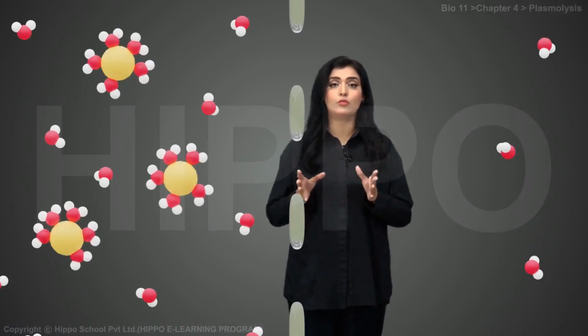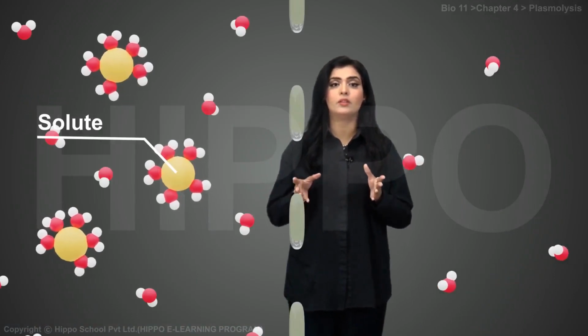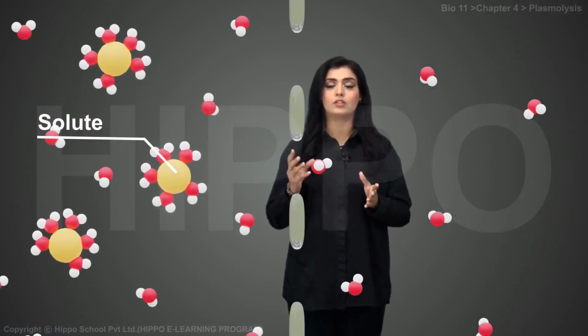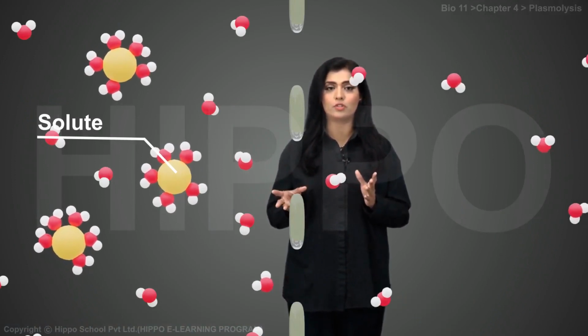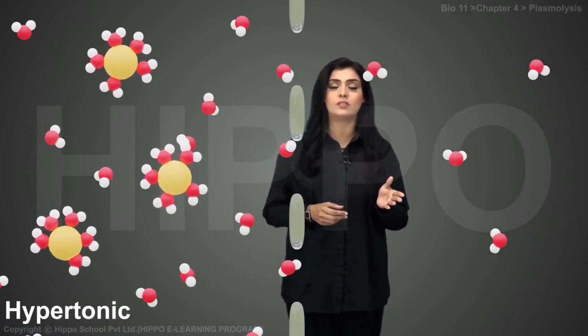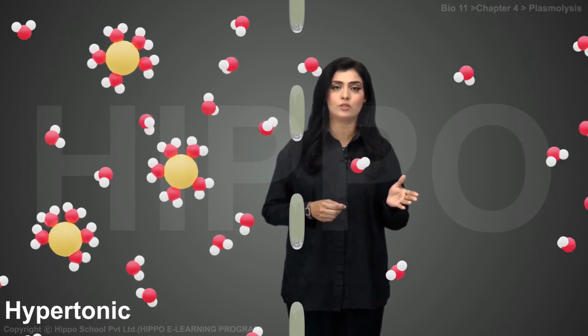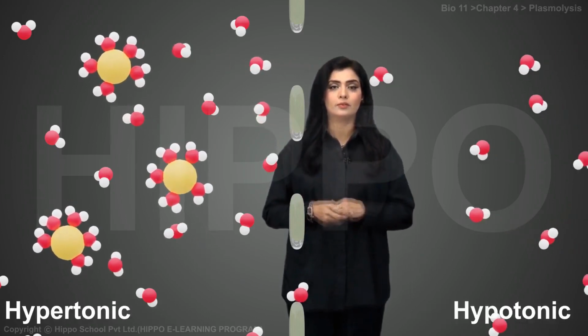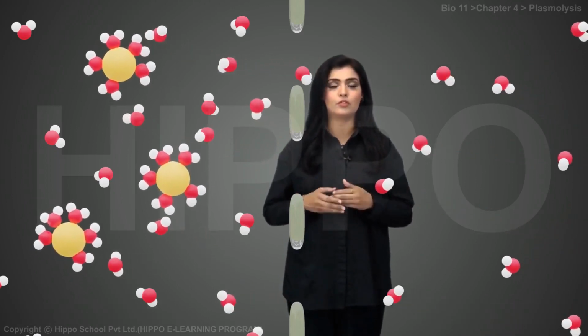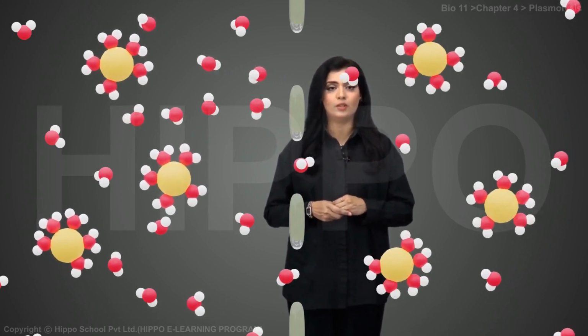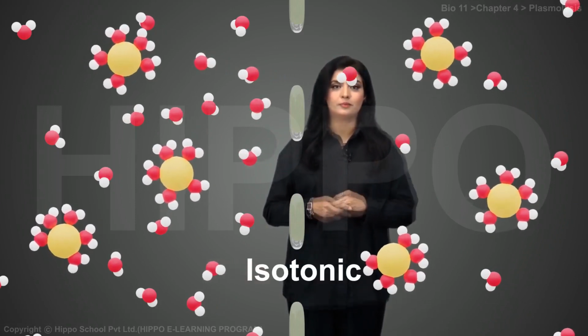Now, if there are two solutions with unequal solute concentration, the solution with the higher solute concentration is called hypertonic, whereas the solution with low solute concentration is called hypotonic. However, if the solute concentrations of the two solutions are equal, we call it isotonic. Now, let's consider an example.